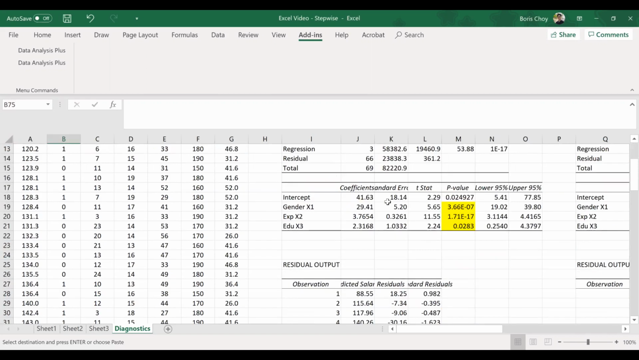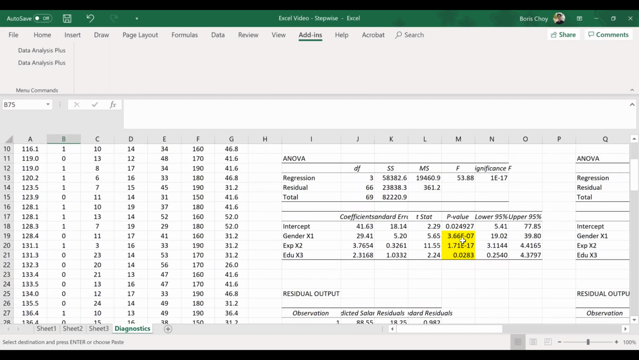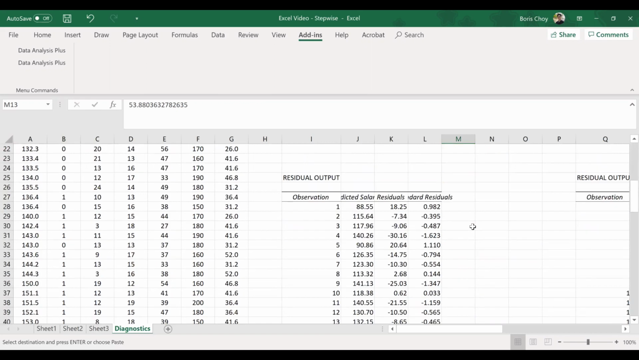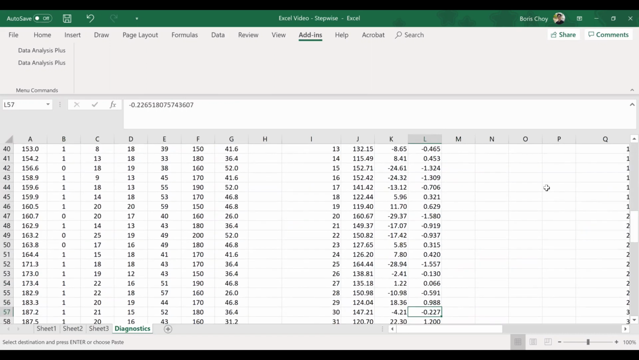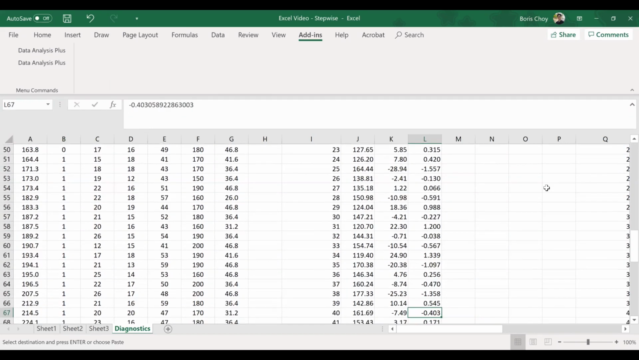Now all three independent variables are significant at the 5% level. The overall significance test is significant as well. Now we have the residual output. We look at the standardized residuals to see whether there are any outliers. We use absolute value 2.5 as a reference.